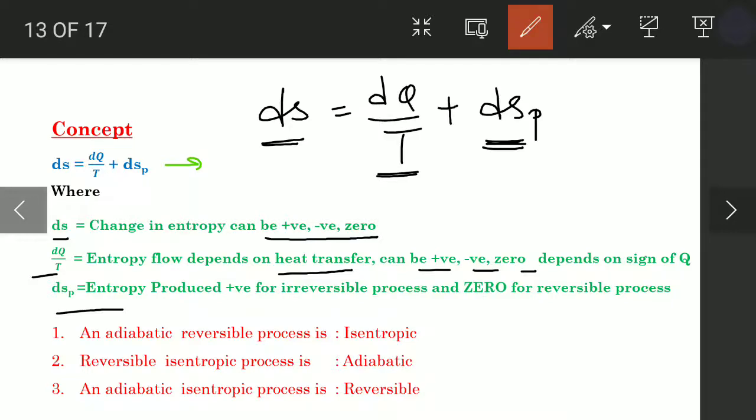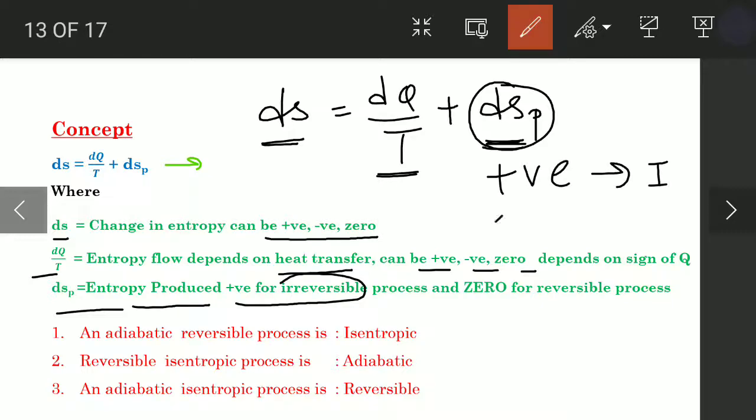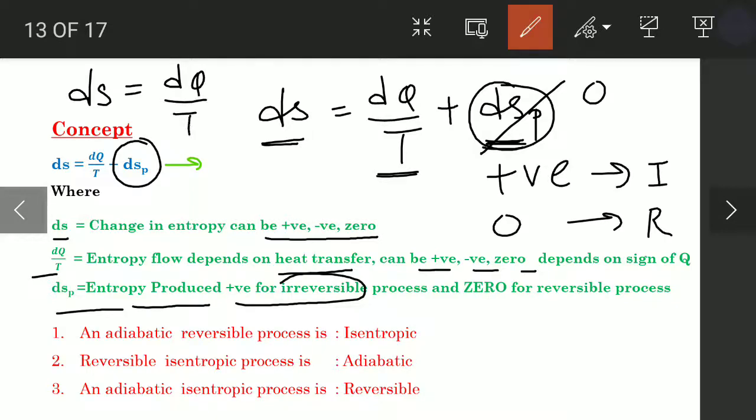dS_p is called the entropy produced. It is positive for an irreversible process and 0 for a reversible process. Remember this. So this dS_p term is positive for irreversible and 0 for reversible process. When we take dS_p 0, then we have this equation dS is equal to dQ by T, and this is the definition of change in entropy, and this equation is valid for a reversible process only.